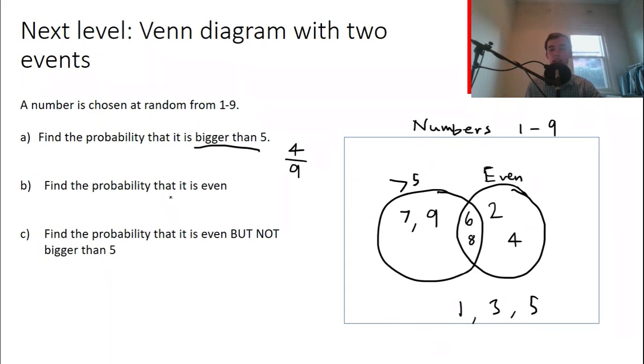What's the probability that it's even? Well, that will be the numbers in this circle. So that's these 4 numbers, 4, and that'll be 4 over 9 as well.